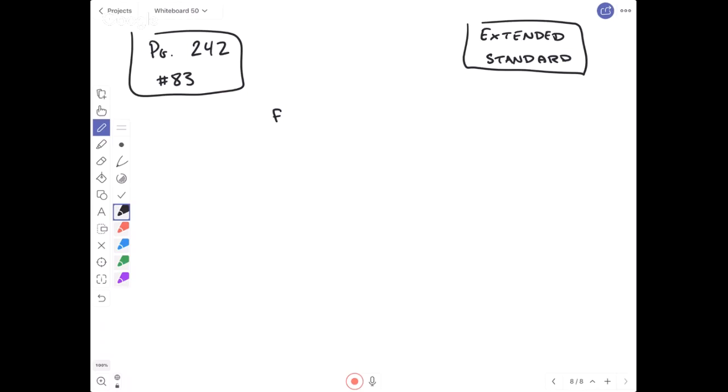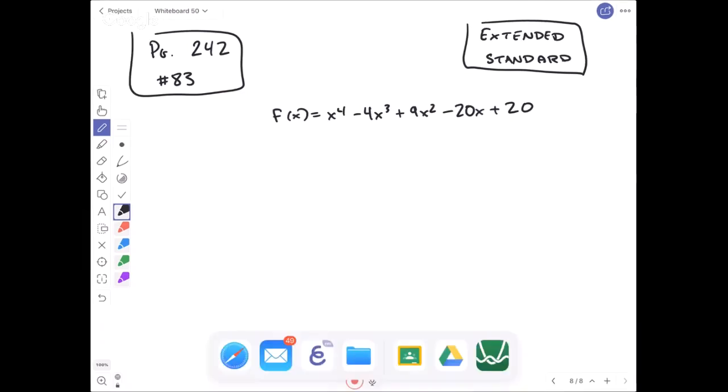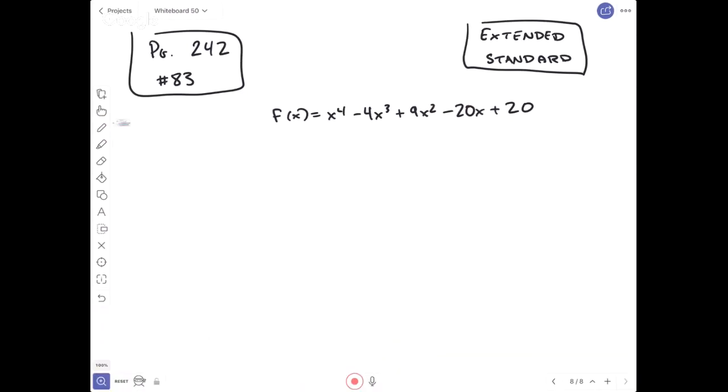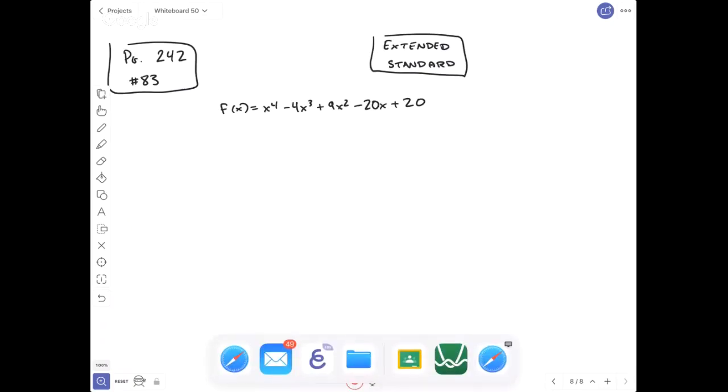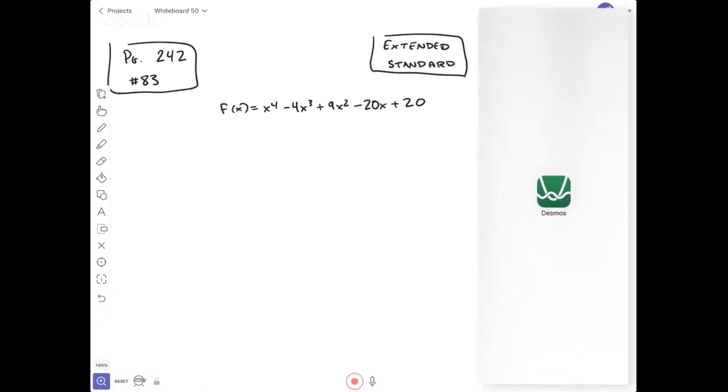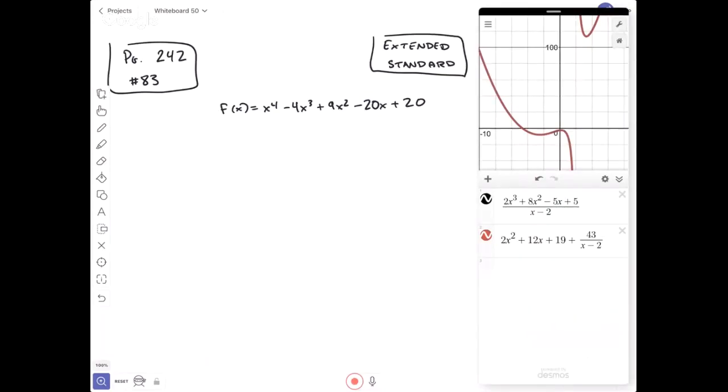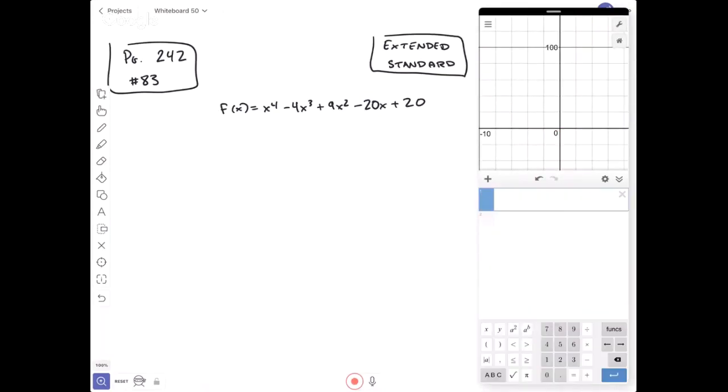f of x equals x to the fourth minus 4x cubed plus 9x squared minus 20x plus 20. And the first step on these is to look at the graph and check out the real zeros. So again, this is not a core standard problem, an extended standard problem. So you can expect to be able to use a graphing calculator.